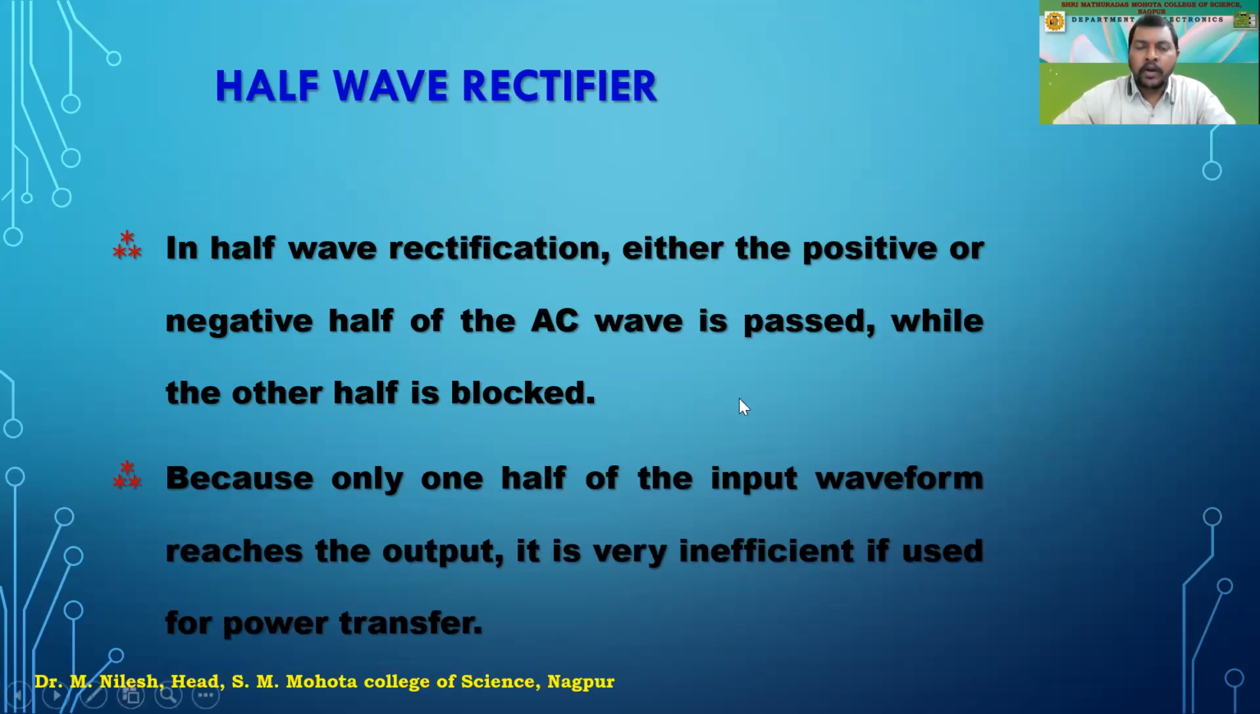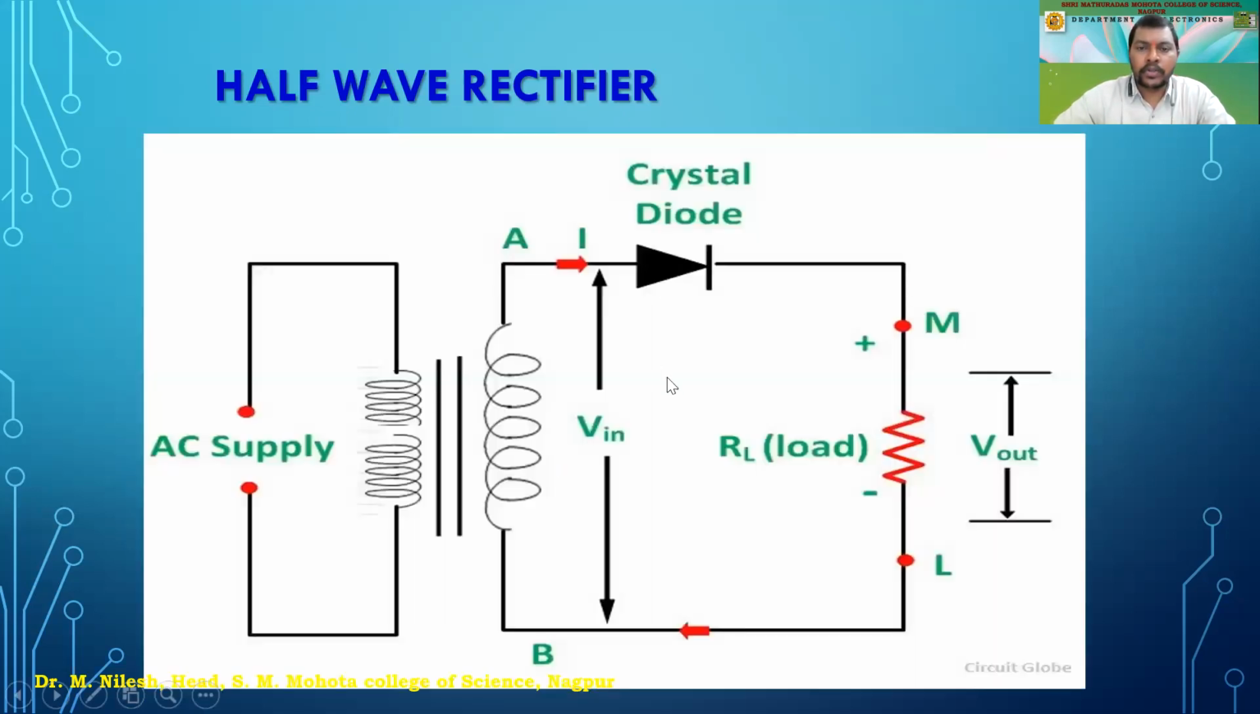So remember this: only half of the full sine wave is being rectified, and the other half is blocked. Because of this, it becomes inefficient, because maximum power is not being transferred, right? So we are not using the full power.